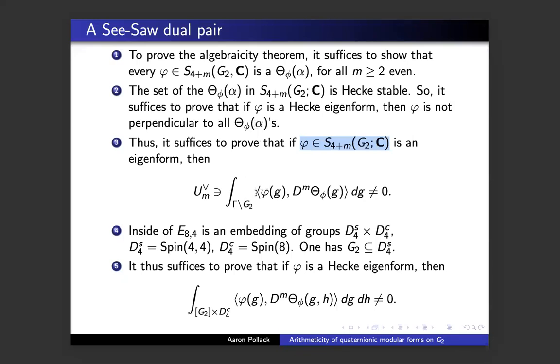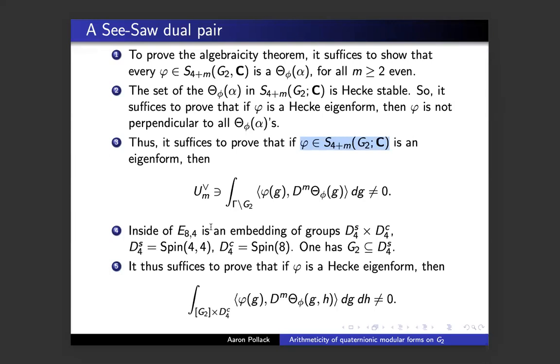Okay, so this, by the way, this pairing inside the integral is just a pairing on V4 plus m. So phi of g is valued in V4 plus m, the m-th derivative of theta phi is valued in V4 plus m tensor U_M check, and I pair away the V4 plus m parts and integrate over G2 to get just a vector in this U_M check. So I'd like to prove that if phi is an eigenform, this integral over G2 is not zero.